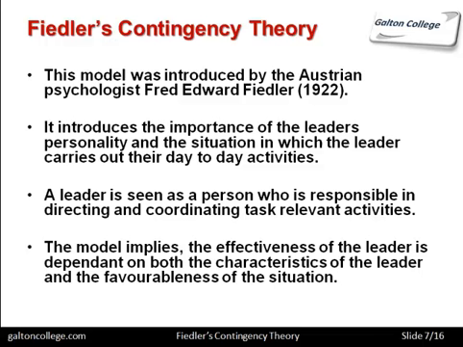The model implies the effectiveness of the leader is dependent on both the characteristics of the leader and the favourableness of the situation. So the effectiveness of the leader is a function of his or her characteristics, his or her leadership characteristics, and also the favourableness of the situation. How likely is it that the followers will be able to achieve the tasks given the situation that they're confronting?